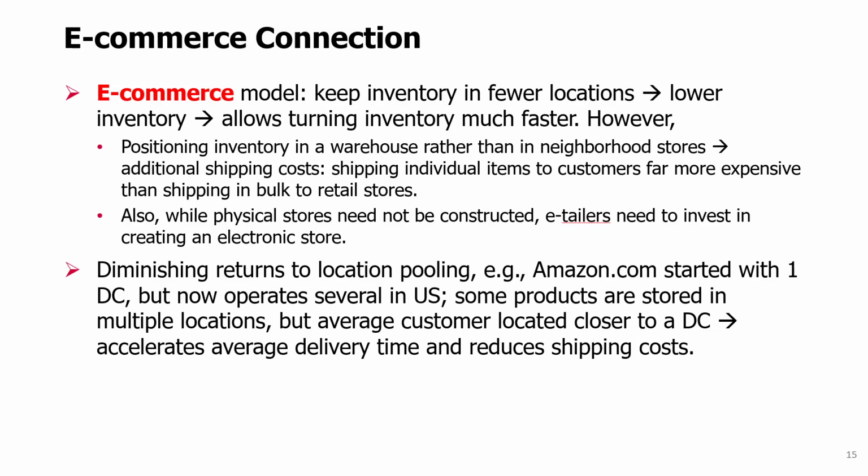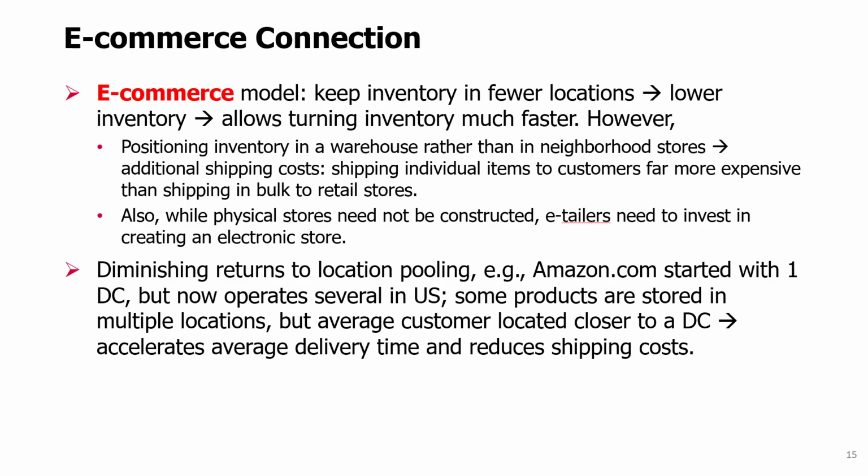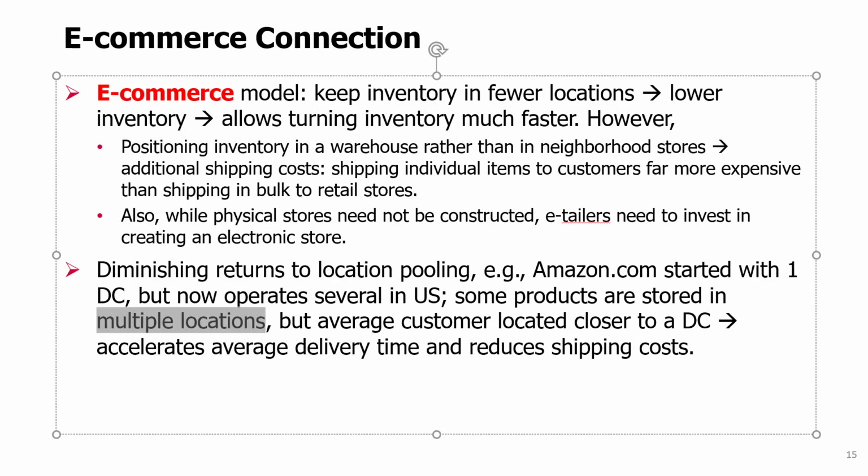so customers want to use it. And it's also interesting to see that the diminishing returns from location pooling can be observed in an e-commerce model. So, for example, when Amazon.com started, they had one distribution center in the US, but now they operate several of them. Why? Because for some products that move faster, it's better to store them in multiple locations closer to customers. That reduces those transportation shipping costs to customers without impacting significantly the inventory investment.